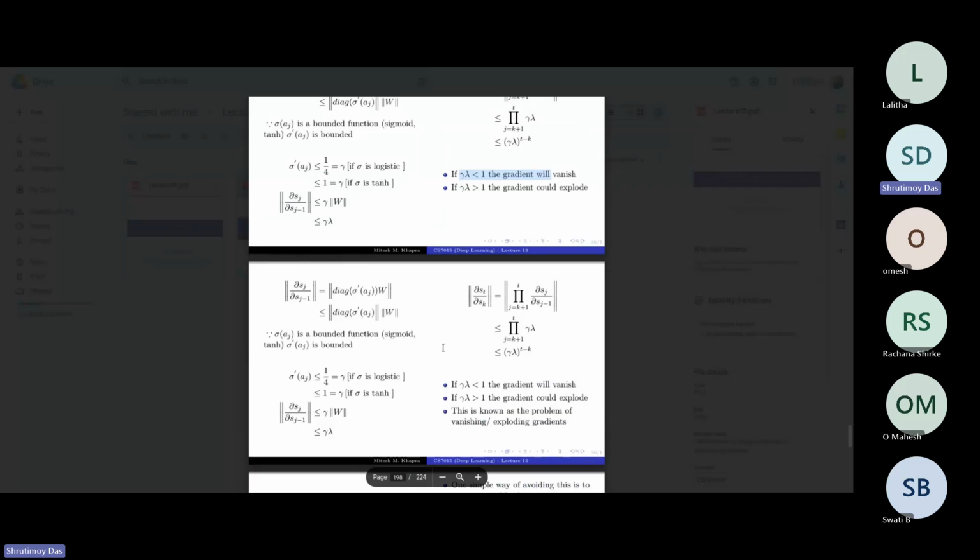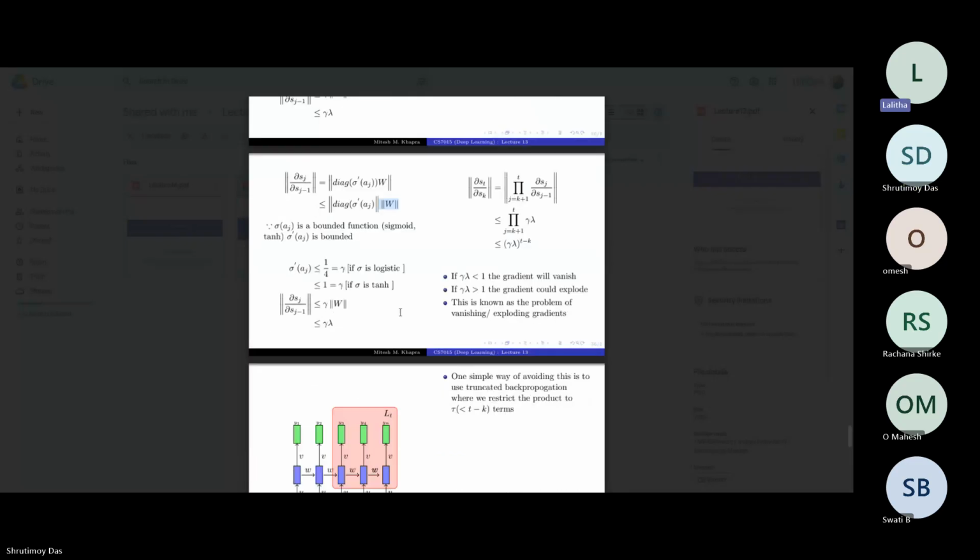So this vanishing or exploding condition will depend on what type of sigma you are using, and also what weight matrix you have. Okay, thank you.